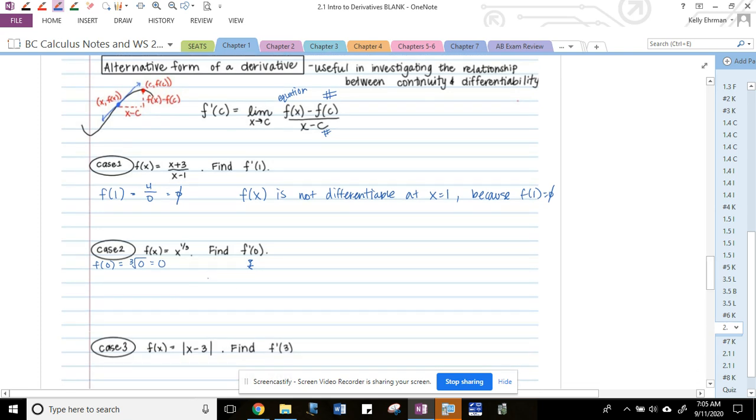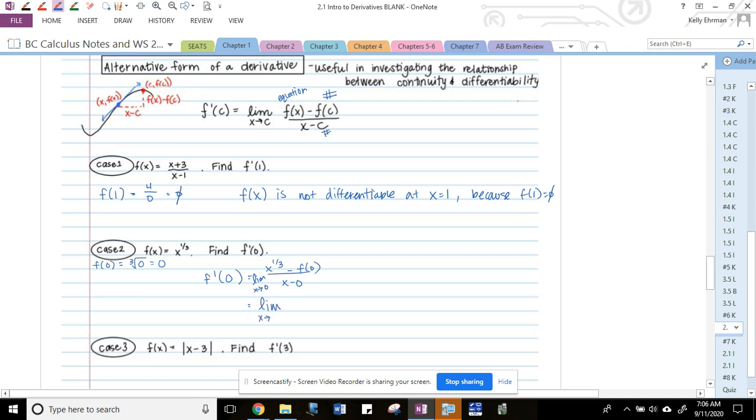So what about f prime of, instead of C, I'm going to write 0. So it's f of x, x to the 1/3, minus f of 0. I'm going to write f of 0 right there, over x minus 0. Oh, what's the super important thing I forgot? Limit as x approaches 0. Sorry.